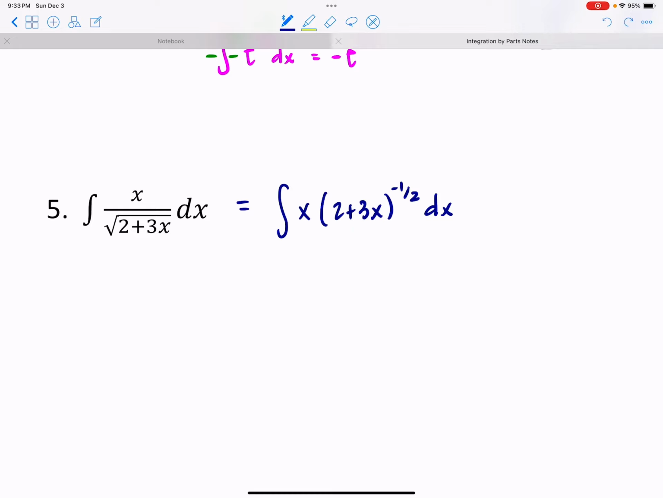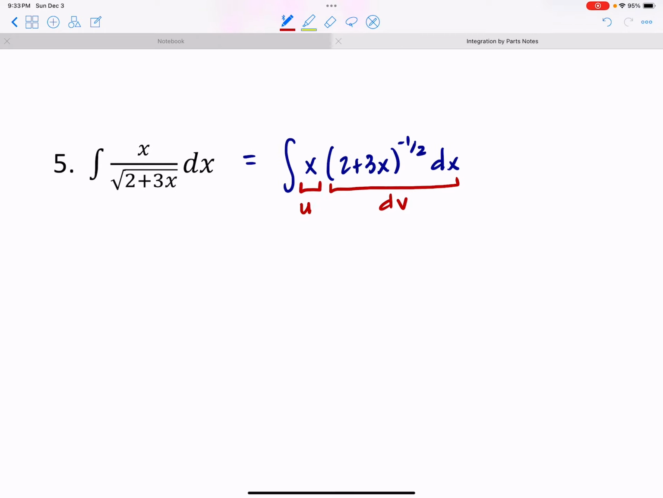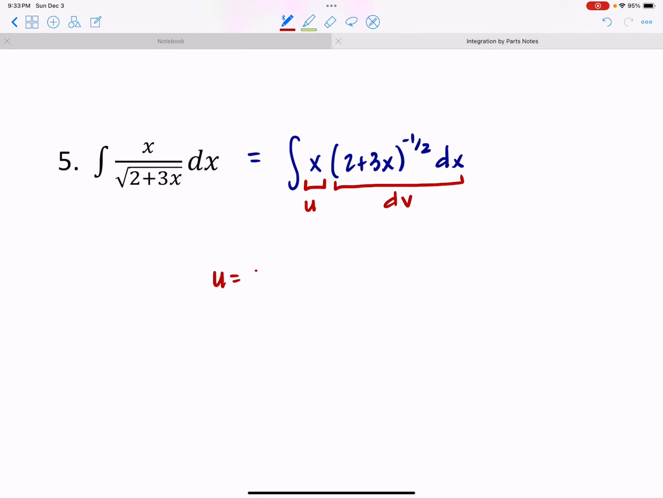And so, integration by parts. Which one of these is the simpler part, or which one has a derivative that's simpler, and then which one looks more complicated but we can still integrate using a basic rule? I think that's pretty clear in this one. So I'm going to call x u, and I'm going to call this the dv part. So if u is x, du is just 1 dx, and then we said dv is going to be this 2 plus 3x to the negative 1/2 power, because that is something I can integrate to find v.